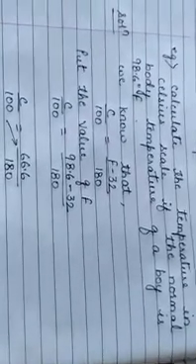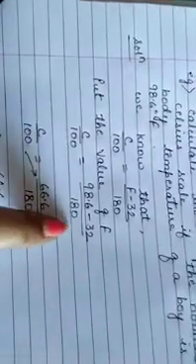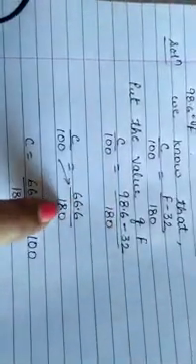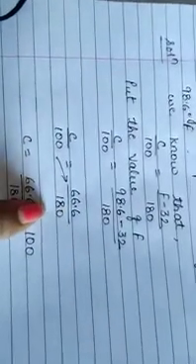Calculate the temperature in Celsius scale if the normal body temperature of a boy is 98.6 degree Fahrenheit. We already know the formula to convert Fahrenheit into Celsius, so we will use C upon 100 is equal to F minus 32 upon 180. We'll put the value of F, that is 98.6 degree. C upon 100 is equal to 98.6 minus 32 upon 180. C upon 100 is equal to 66.6 divided by 180.